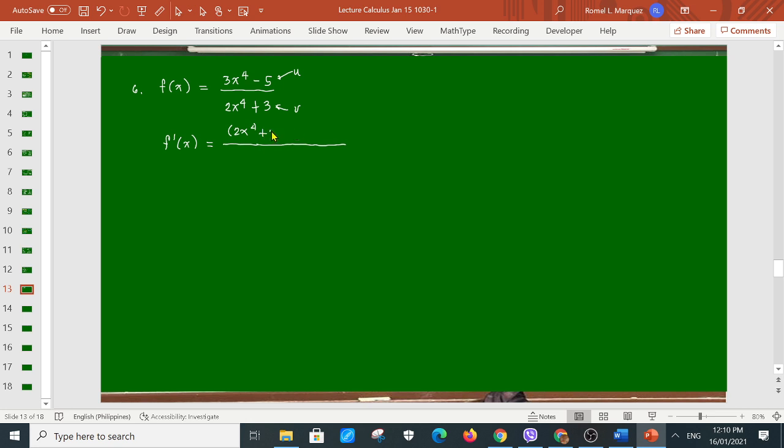2x to the fourth plus 3, the denominator, derivative with respect to x of the numerator. I use the D notation for the derivative. And I am using the different notations so that you know how to use them. Minus the numerator, 3x to the fourth minus 5, derivative of the denominator. What is that? 2x to the fourth plus 3. And all over the square of the denominator. Okay?